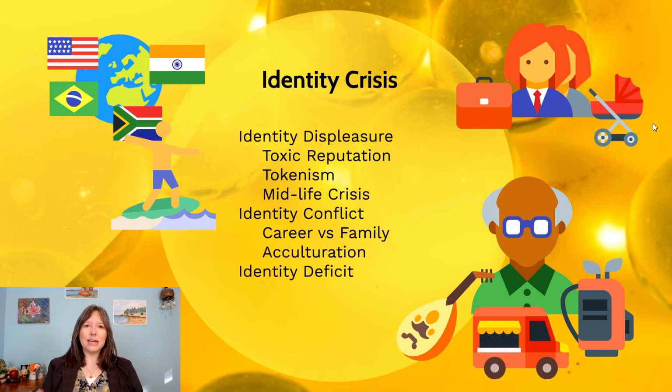We can also see identity displeasure when we're experiencing tokenism. This might be the idea that somebody views you as the token minority, or they view you as the token smart person, or the token clown. This might be the idea that they view you in a one-dimensional way, and they don't see you for the multifaceted ways that you truly are.